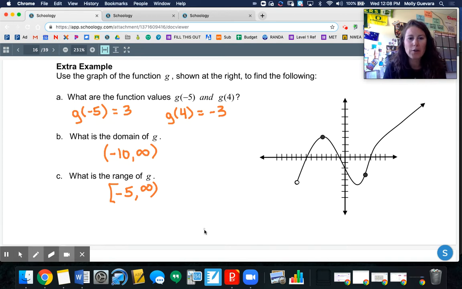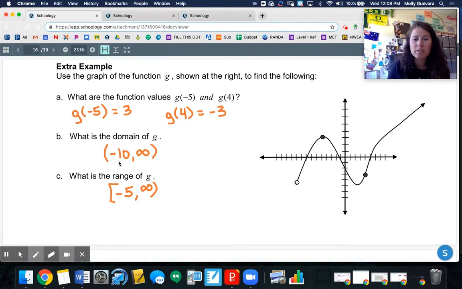Okay, so hopefully this is looking good. Here's our answers here. So at -5, 1, 2, 3, 4, 5, my output looks like it's 3. And again, I'm just going to go ahead and assume that it's a whole number. It's not going to be a decimal or anything like that. And then at 4, 1, 2, 3, 4, come down, and that looks like -3.